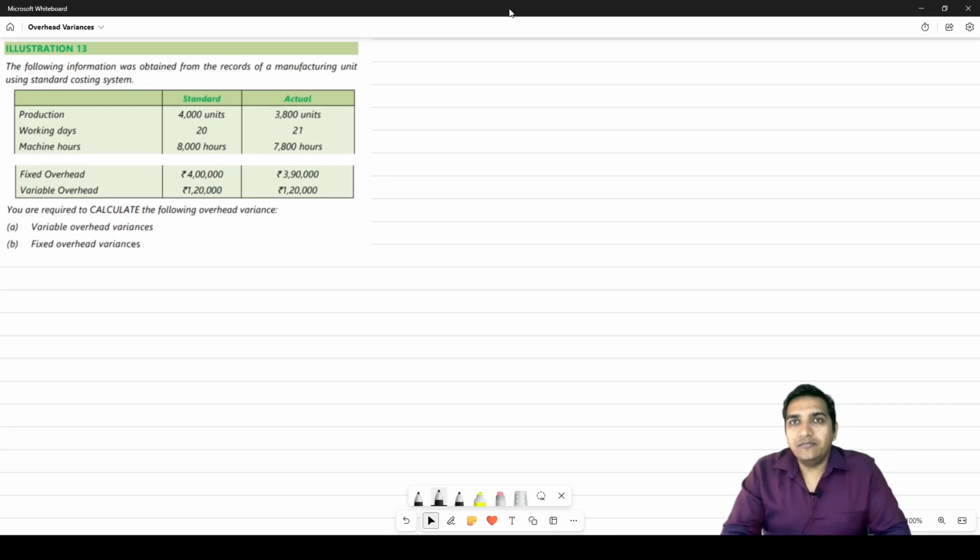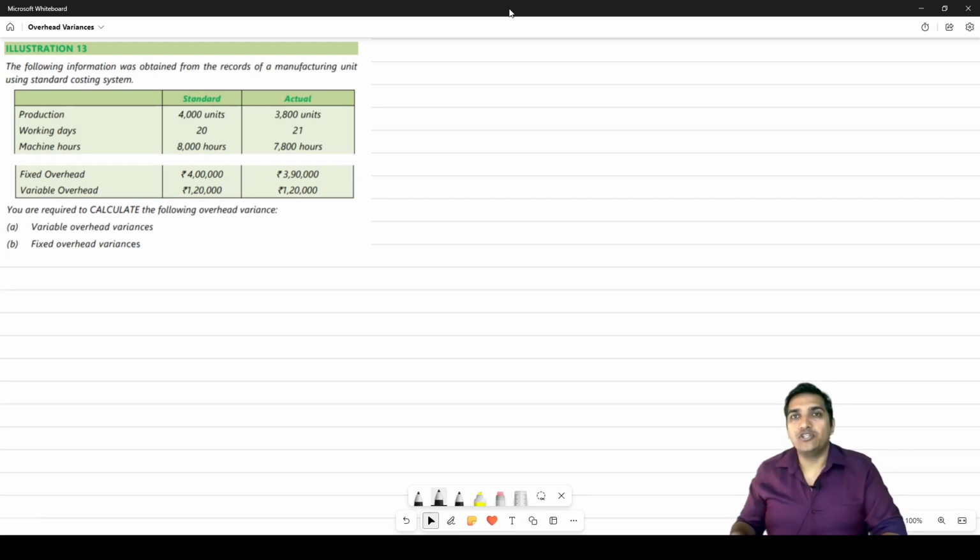Now in the problem they do not say which types of variances. They say only variable and fixed. They do not say in variable which types of variances and in fixed which types of variances. So we will have to compute all the possible variances. First we will start with variable overhead variances, and then we will go to fixed overhead variances.